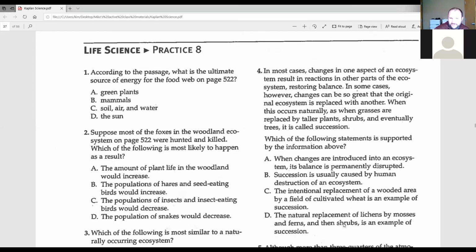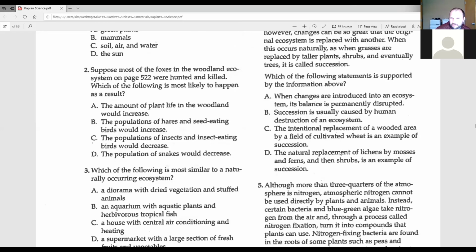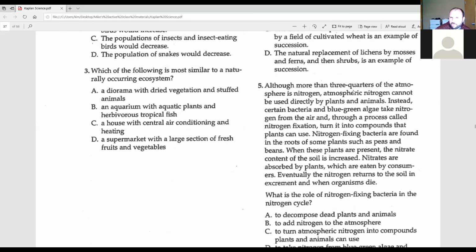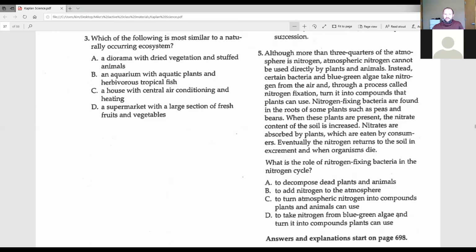And then the last one here, number 5, is quite a long paragraph. So let's do it. You can either read it to yourself, or if you want, I will read it and you can kind of just follow along. So number 5 says, although more than 3/4 of the atmosphere is nitrogen, atmospheric nitrogen cannot be used directly by plants and animals.